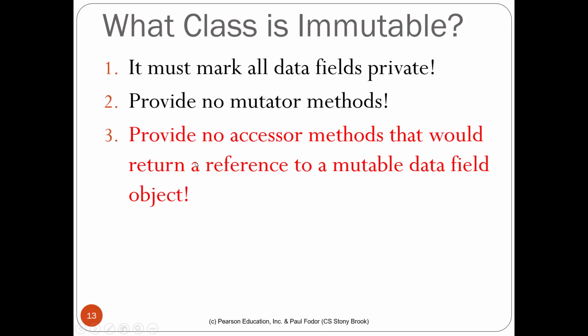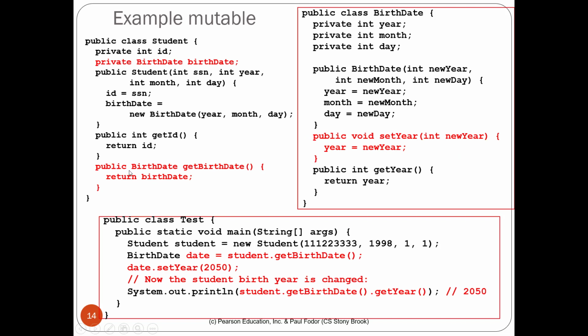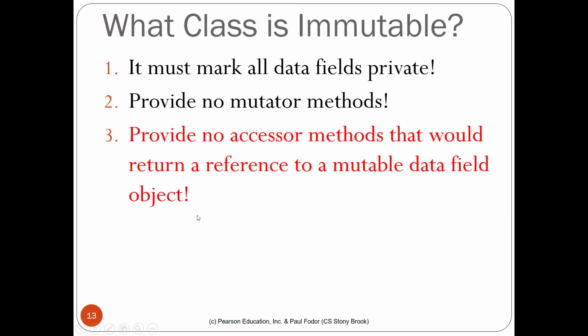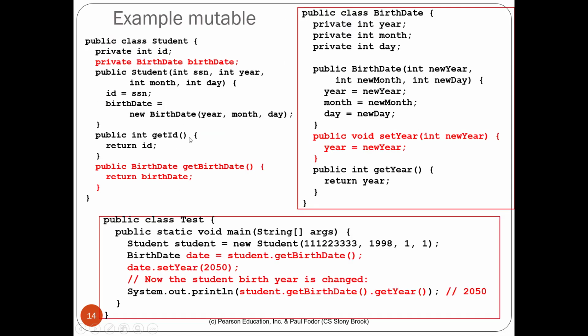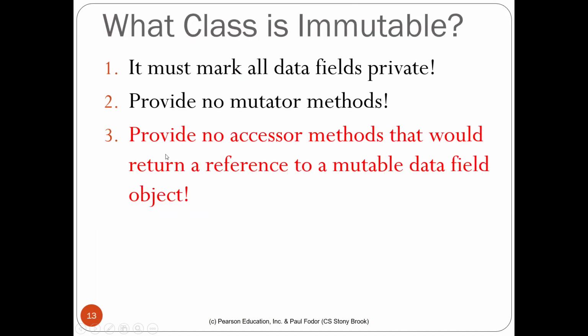So the stat point has been explained using this example right here. All these reds that you have relate to the third condition that we have: a class is immutable if it marks all its data fields private and provides no mutator method. So here we don't have any mutator method, but it should also provide no accessor method that would return a reference to a mutable data field object.